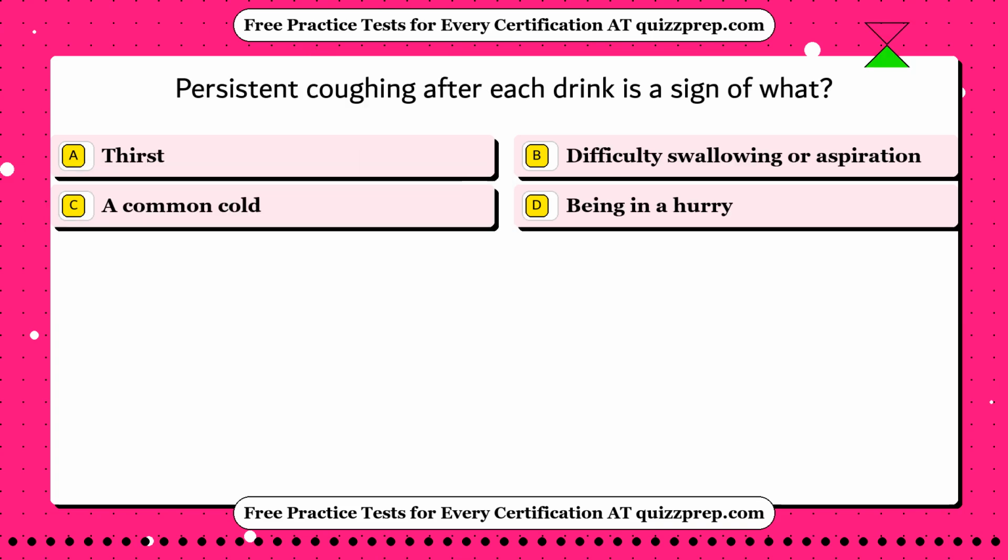Question 160. Persistent coughing after each drink is a sign of what? Option A, thirst. Option B, difficulty swallowing or aspiration. Option C, a common cold. Option D, being in a hurry.